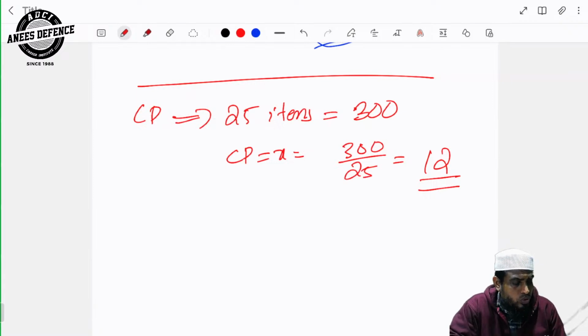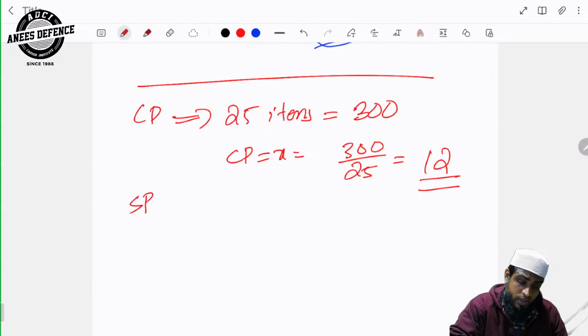The cost price of 25 items is rupees 300. If 15 items are sold at a 30% profit and the rest at a 20% profit, then find the overall selling price of 25 items. So what is the selling price of the first?